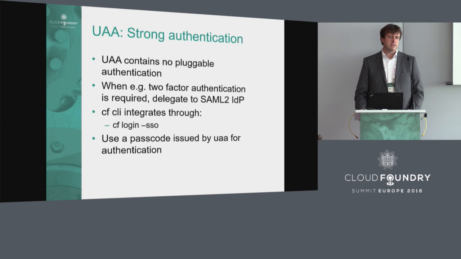However, when it comes to integration with the command line option, then you need to go through cf login -sso. This will write a URL to the UAA where you can then authenticate. And if this is configured to support authentication using your SAML 2 identity provider, the SAML 2 identity provider can prompt for two-factor authentication. Then you get the passcode, which you copy into your command line and are then authenticated towards Cloud Foundry.